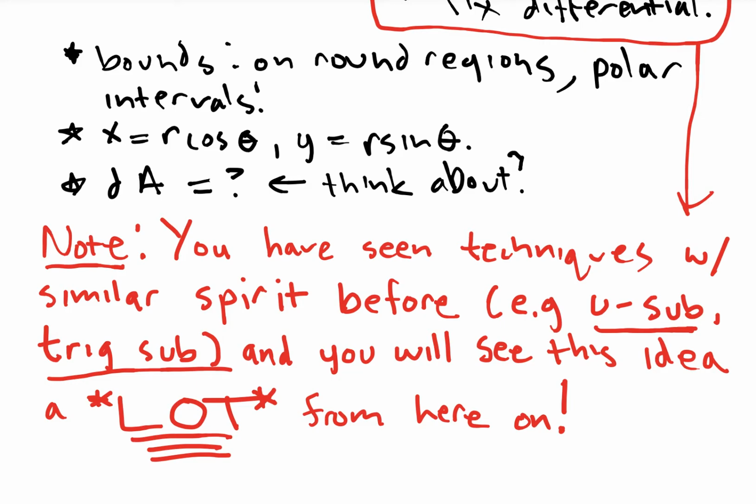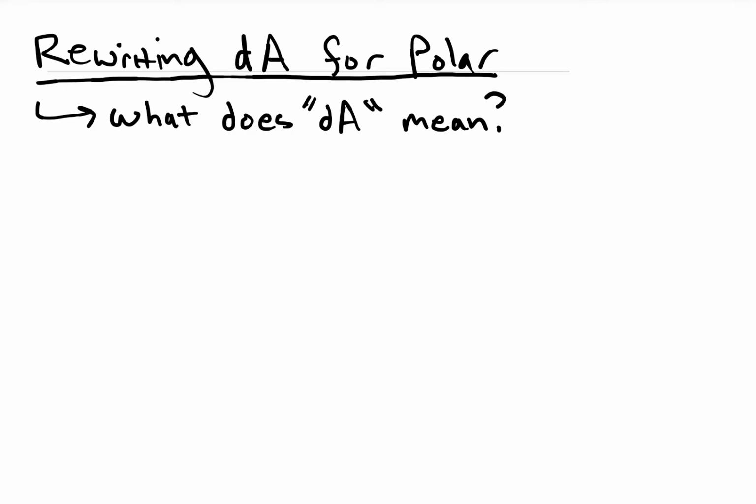But at any rate, in this particular case, how do I fix my bounds and my function and my differential? This is the one that we don't know how to do yet. So let's think about how we rewrite that dA for polar.